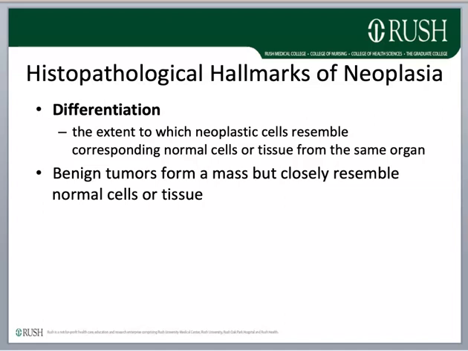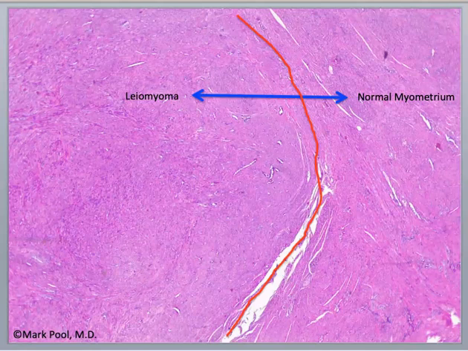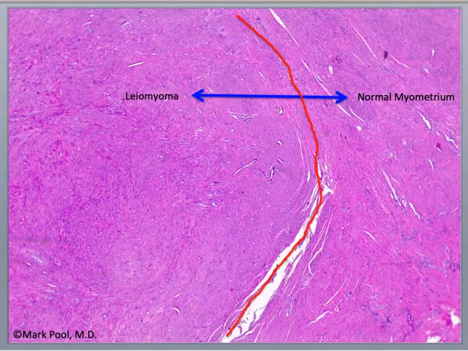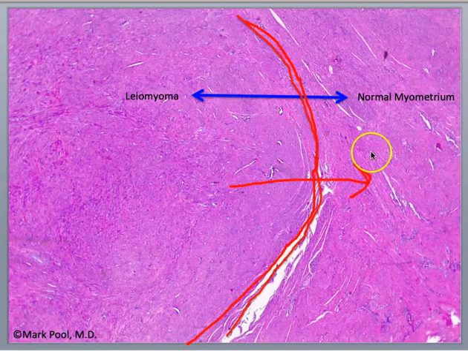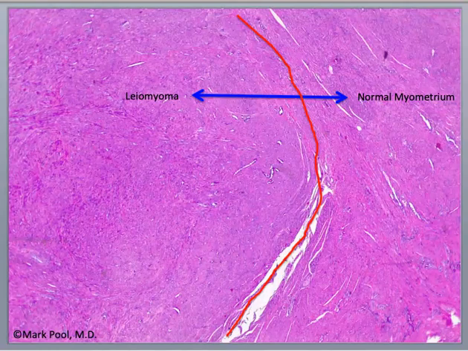So let's look at an example. So this is a smooth muscle neoplasm of the uterus, which we call a leiomyoma. And in this image, the leiomyoma is on the left. And you can see, which I've drawn over with the red line, of course, that it forms this sort of bulging mass going into the surrounding normal myometrium, which is on the right. So let's look at a little bit higher power and see how they look the same and different.